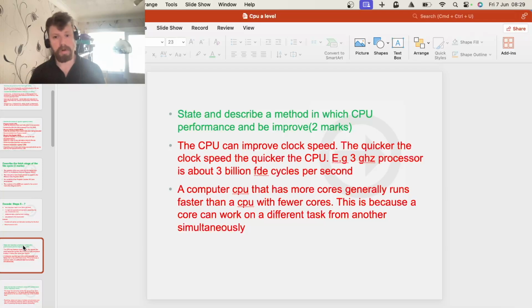Number of cores: if it has more cores, generally it's going to be faster. This is because it can work on different things simultaneously. We're going to have a look at pipelining in a second and what that means. Essentially, if you have multiple cores, you can do something called parallel processing, which just means you can do things all at the same time.